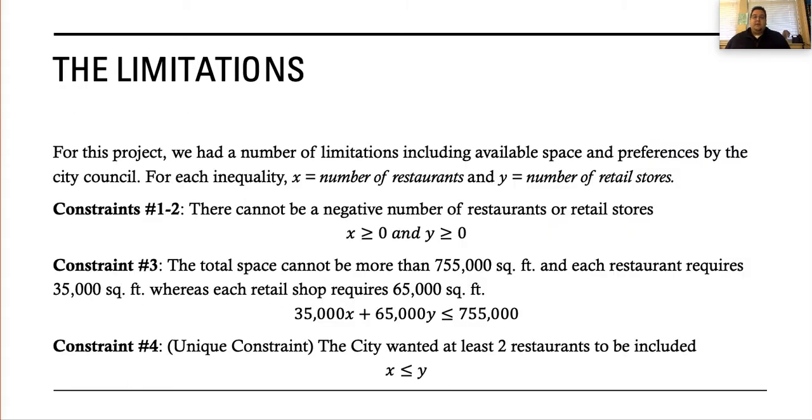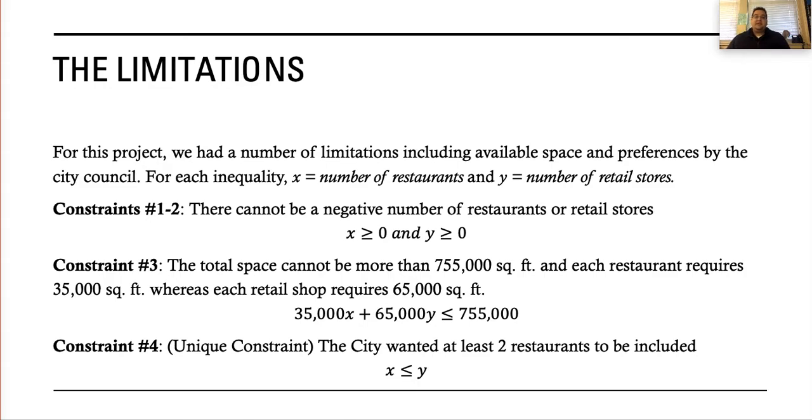So in order to figure out what we were going to put there, we had a number of limitations, including the available space and some preferences by the city council. Okay, and so we listed out there. The X's are representing the number of restaurants. The Y's are representing the number of retail stores. So the first two constraints are just algebraically to say that there cannot be a negative number of retail stores or restaurants.